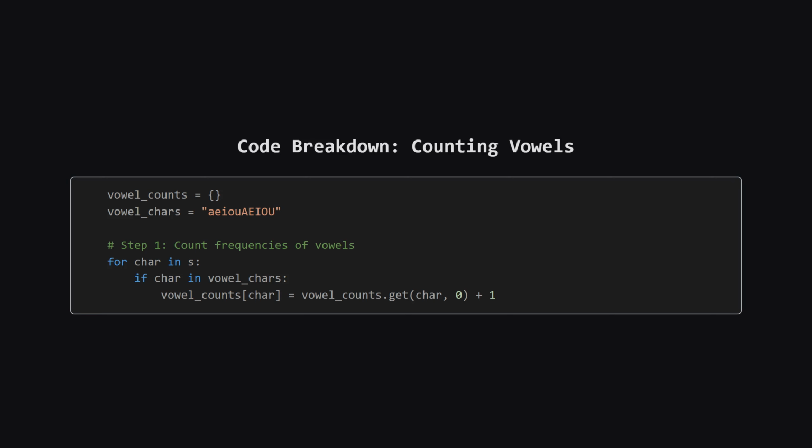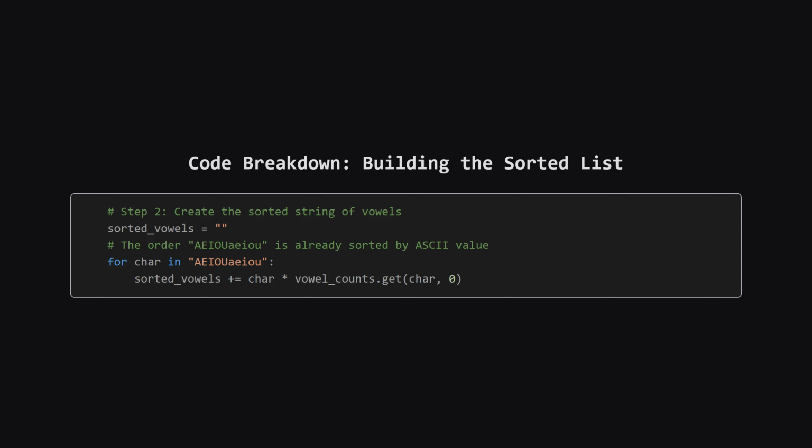We loop through the input string just once. If we find a vowel, we increment its count in our map. For example, if we see E, we add 1 to the count for E. Now for the clever part. We don't need to sort anything. We can build our string of sorted vowels directly from the counts.